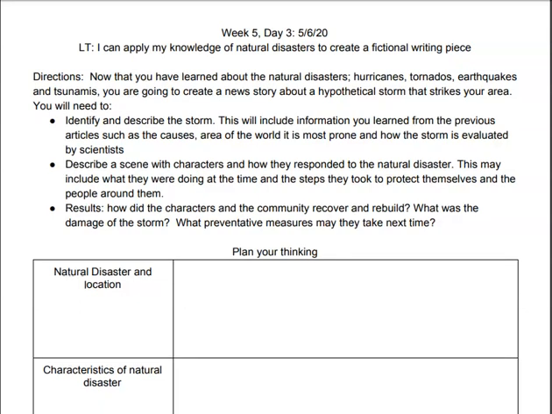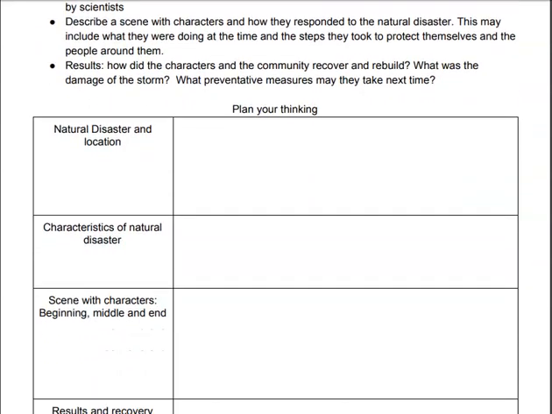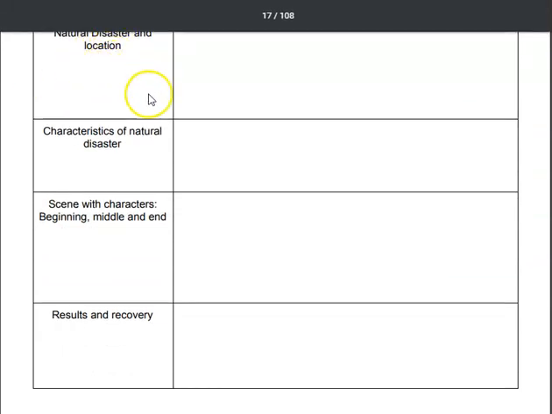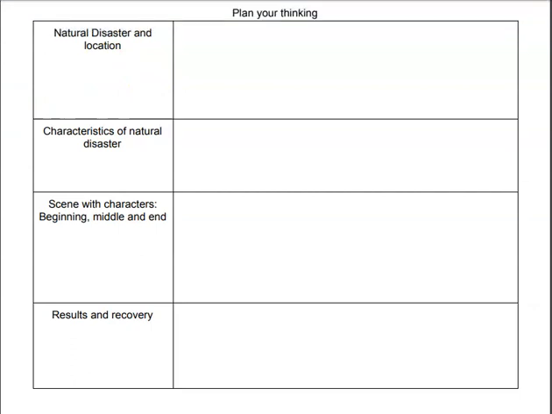So if we take a look down a little bit, we have to plan out our thinking here. We have a little graphic organizer. So: natural disaster and location. Characteristics of the natural disaster. Scene with characters, beginning, middle, and end. And results and recovery. So this is the result of the storm and then how the people recovered.